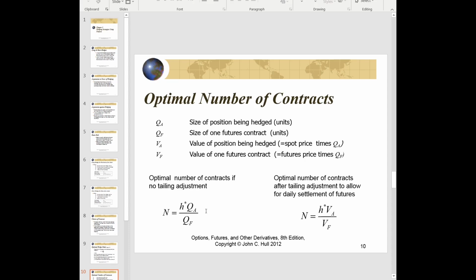So these two formulas give you very similar results, but there is a slight difference. So use the formula here on the left if we are trading a forward contract, and use the formula here on the right if we are using a futures contract. The difference comes from this tailing adjustment, which basically means that futures are different from forward contracts in the sense that they have daily settlement. Okay.